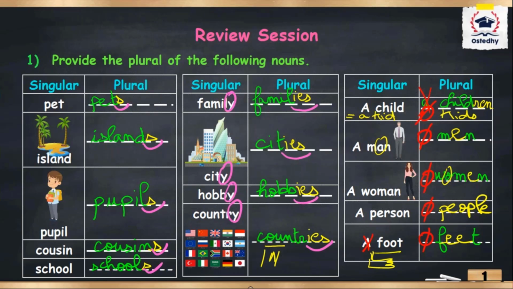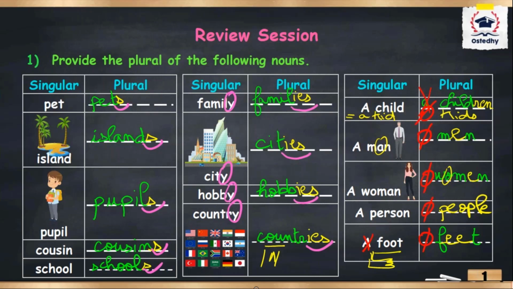Adding s to the singular noun. Absolutely. However, in the second table, what do I do? Change the y by ies. Absolutely. So I change the y with ies. However, in the third table, there is a problem, isn't it? So what do we put? What do we do? We need to?